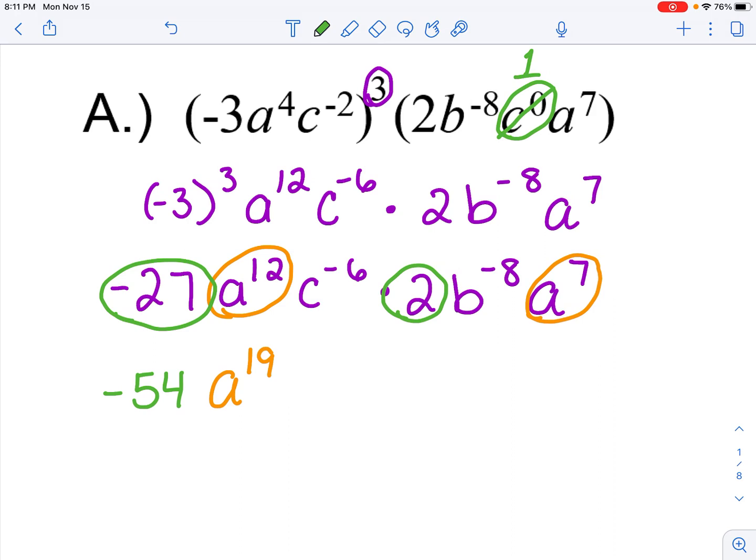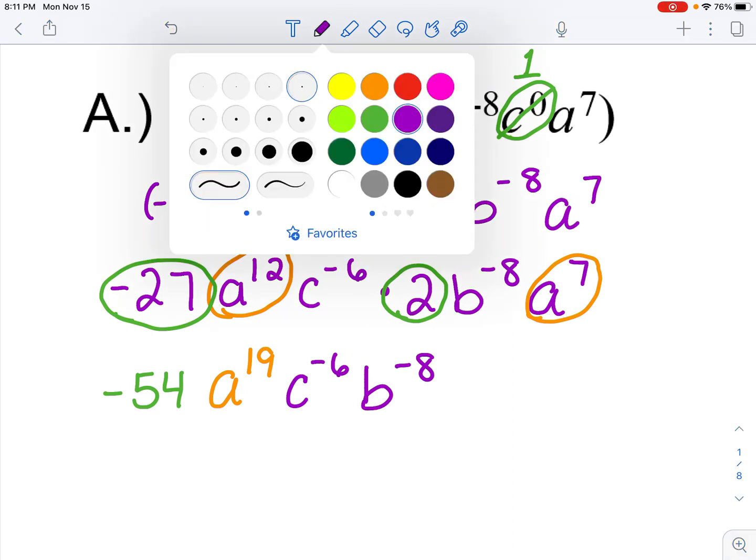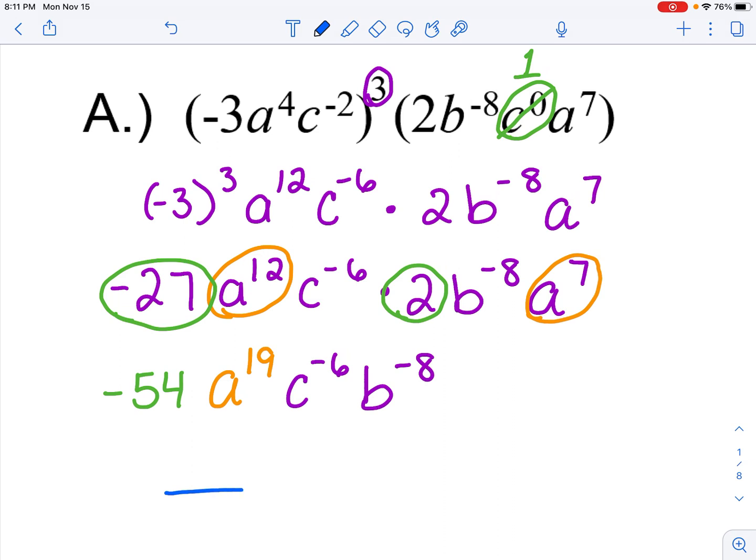And now I've got these two remaining pieces, c to the negative 6th and b to the negative 8th. Now, the nice thing is I've got a coefficient, I've got an a, a b, and a c, not in that order, but everything shows up just once. Now I just need to get rid of the fact that I have negative exponents. So I'm going to create a fraction. Anything with a negative exponent needs to move to the bottom of the fraction. So c to the 6th needs to go on the bottom.